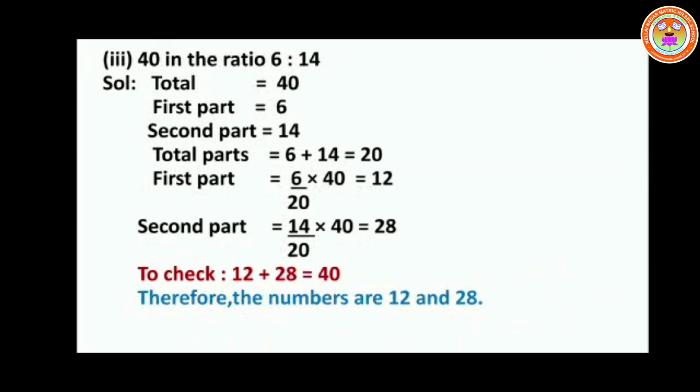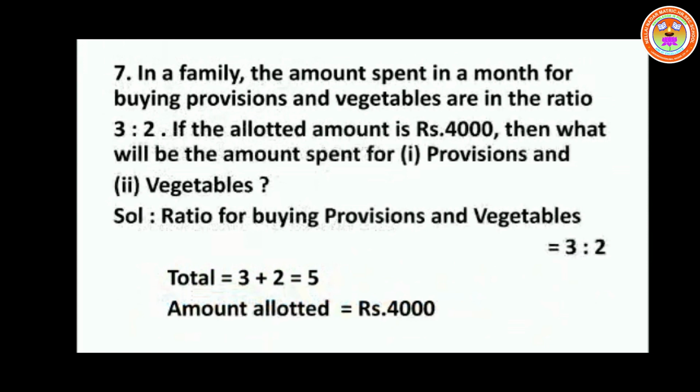Okay, now let us move on to problem number 7. In a family, the amounts spent in a month for buying provisions and vegetables are in the ratio. In your family, in your house also, they will buy provisions. What is the meaning of provisions? The food we have to cook, like cereals and pulses, they will buy. That is called provisions. And vegetables. So they are buying both in the ratio 3 is to 2. If the allotted amount is rupees 4,000, then what will be the amount spent for provisions and vegetables?